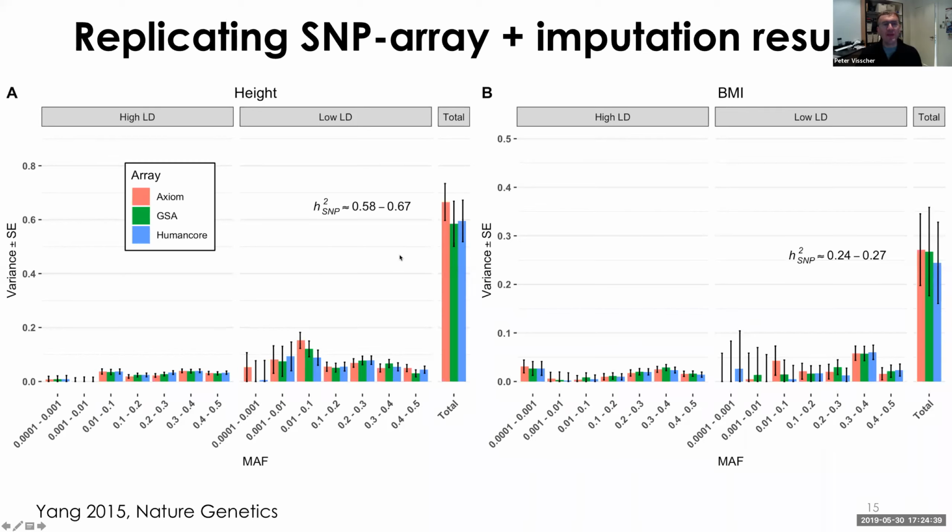After we did that, we estimated the variance components using our partitioned analysis. So here on the right-hand side, I have the variance components for the low LD bins, and on the left-hand side for the high LD bins. So there are 14 bins in total here. These are the estimates with their standard errors on the x-axis here, and here's the total by summing up all these variance components. And the total, depending on the array, was just over 60% for height, and about 25 to 26% for BMI.